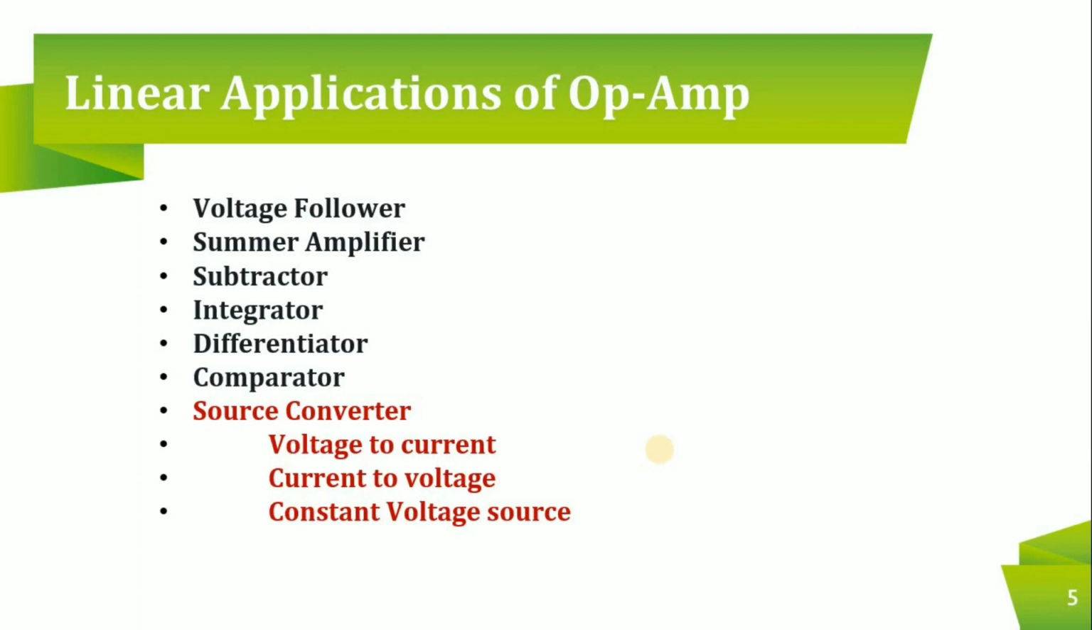Next is linear applications of op-amp. Let us see what linear applications there are in op-amp. The first one is voltage follower, summer amplifier, subtractor, integrator, differentiator, comparator and source converters. In source converters, you have 3 different techniques: voltage to current converter, current to voltage converter, and constant voltage sources. In this, you need to study the first 6 applications: voltage follower, summer amplifier, subtractor, integrator, differentiator, and comparator. The rest are not there in your syllabus, so let us concentrate on the first 6 topics.